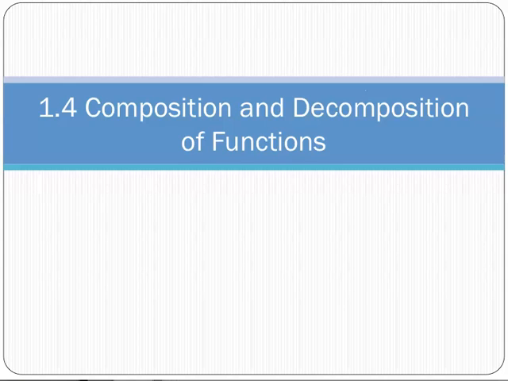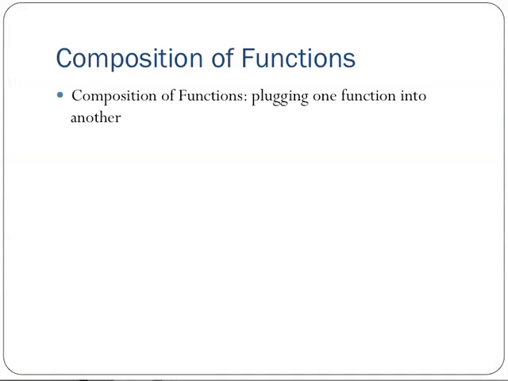So composition of functions is plugging one function into another. Another way to think of this is that the output of one function becomes the input of another function. Now for composition in terms of notation, we denote it using this symbol here. It's not quite an O, it looks more like a degree symbol, but it's more in the middle than further up where the degree symbol normally is.